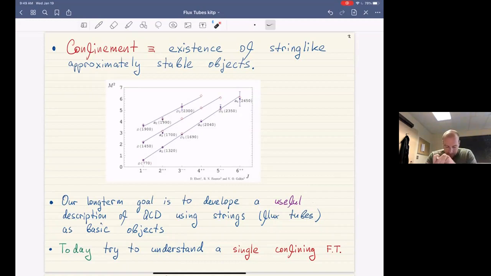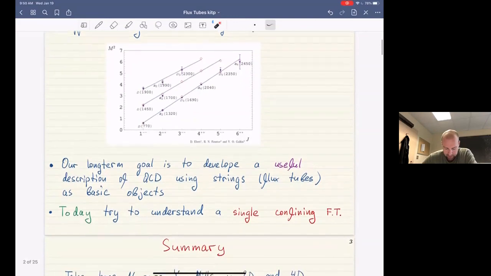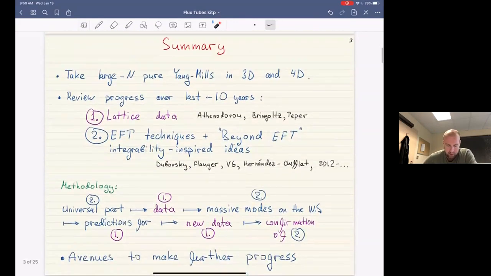Today we'll take a somewhat more humble goal, which is to understand some structure of a single confining flux tube. Okay, and this is on its own a rather complicated problem. So the summary of the talk is as follows. We will take for some simplification large N pure Yang-Mills, mostly in four dimensions, although I will mention some results about 3D as well. Some of the things that I will say will also be true at finite N or not for pure Yang-Mills, but to make the picture somewhat more clear, let's think about this example for now.